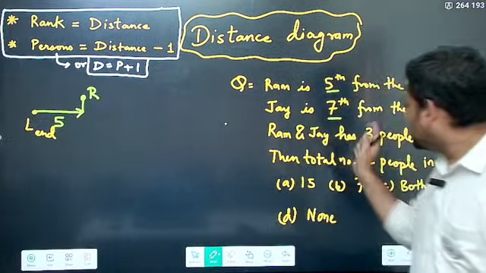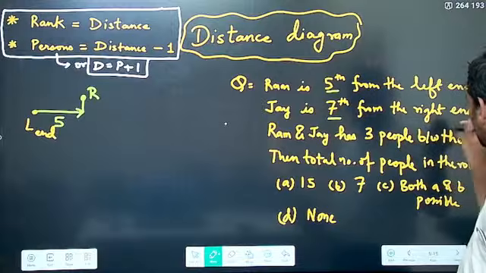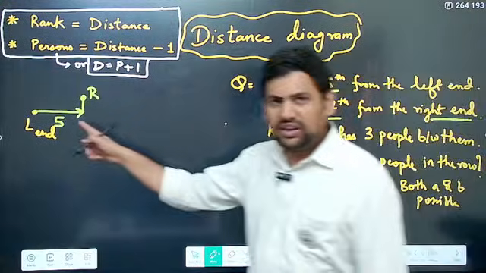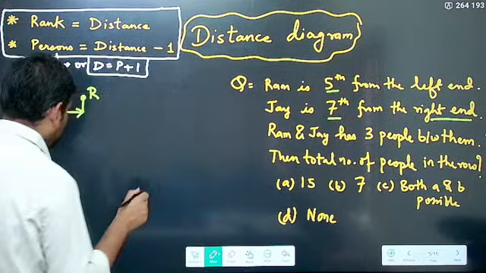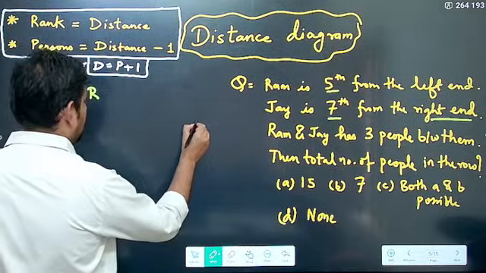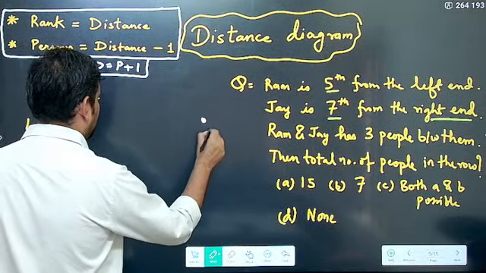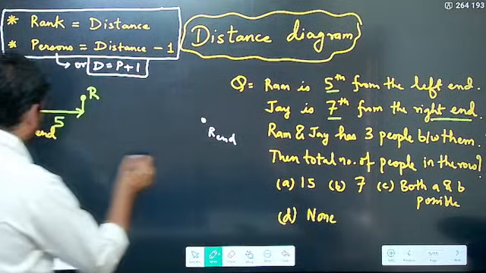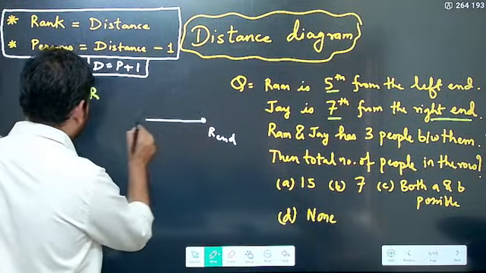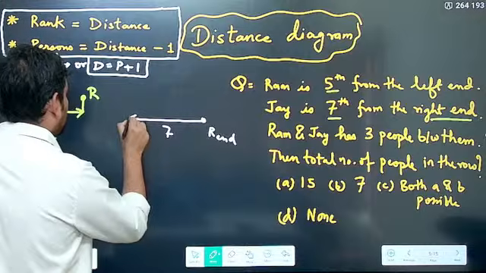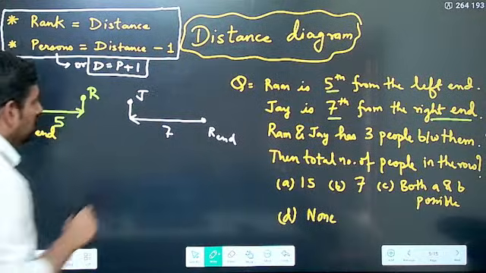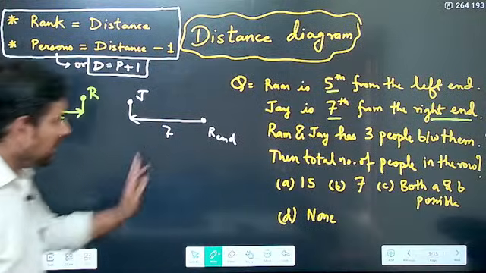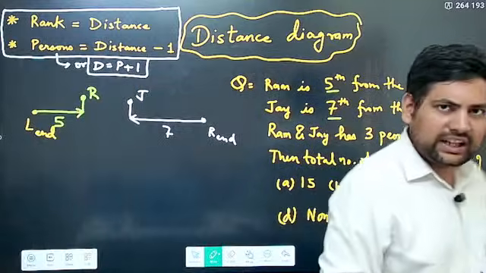Then next is J is seventh from the right end. So now if left end is this, now I draw the right end also. So this is, let's say, the right end, and from the right end he is seventh. So this is seventh and this is J. Correct? Again, this was ranking, so I have drawn it directly as a distance.